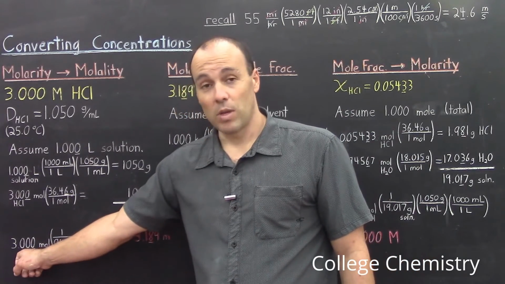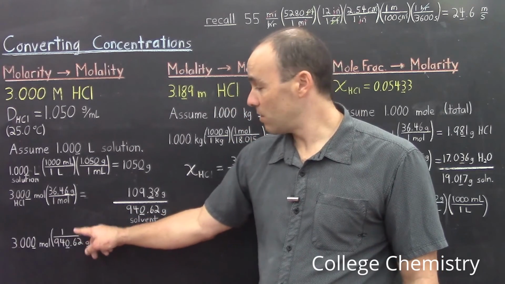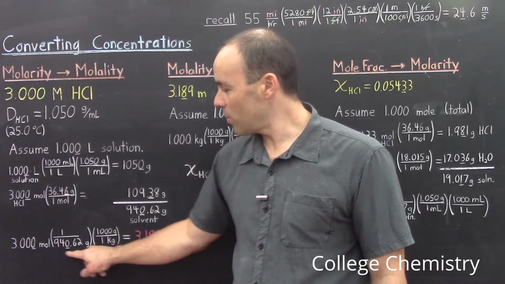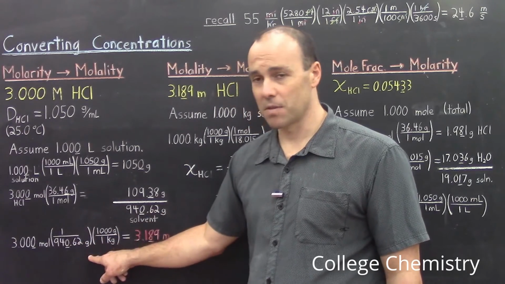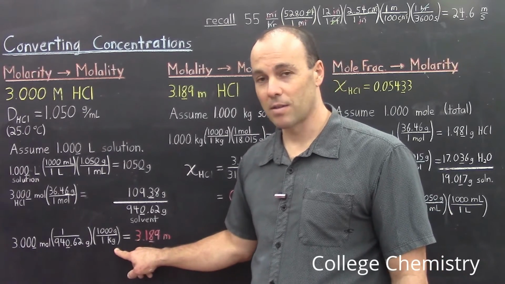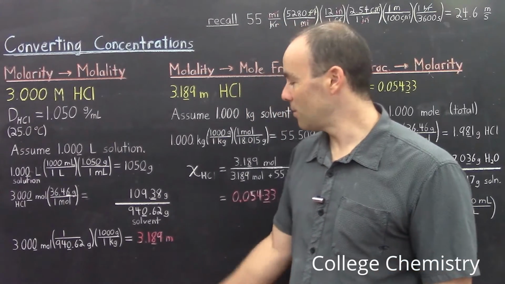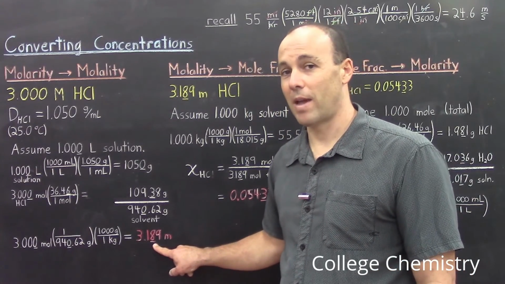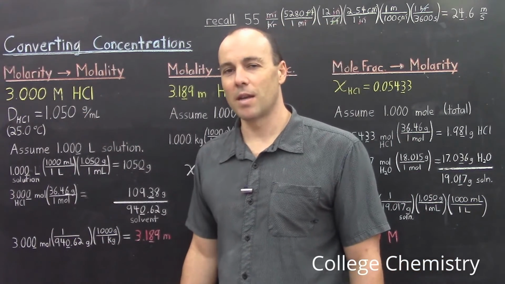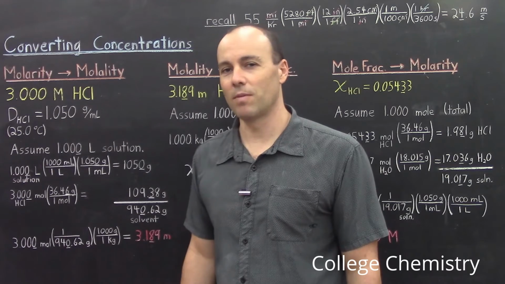We know that we have 3 moles of solute, and we take that and multiply it by 1 over 940.62 grams of solvent. So now we have moles of solute per grams of solvent. We need moles per kilogram. So we throw in the last conversion factor, and now we have moles of solute per kilogram of solvent, and that's the molality. And we end up with 3.189 molality. Molality is usually pretty close to molarity as long as the concentrations are fairly dilute and the density is roughly the same as that of water.